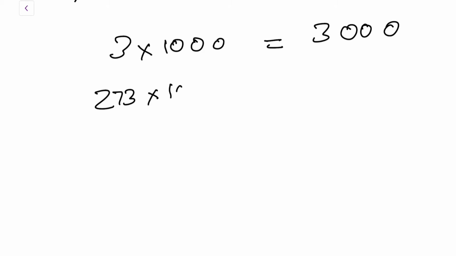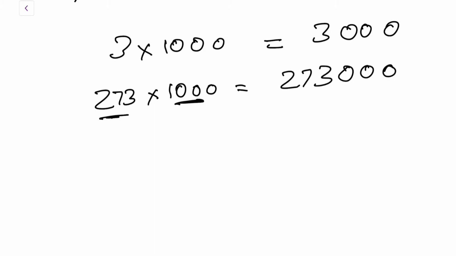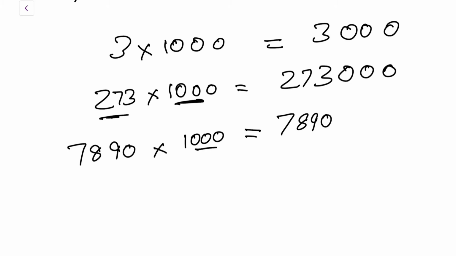Let's take another example. 3 into 1000. You've already seen it. 3000. What about 273 into 1000? When you multiply this number with 1000, remember the rule, write the number 273 followed by how many zeros? 3 zeros. Perfect. What about this? 7890 into 1000. Can you tell me what the answer is? The number itself, 7890 followed by 3 zeros. Good.